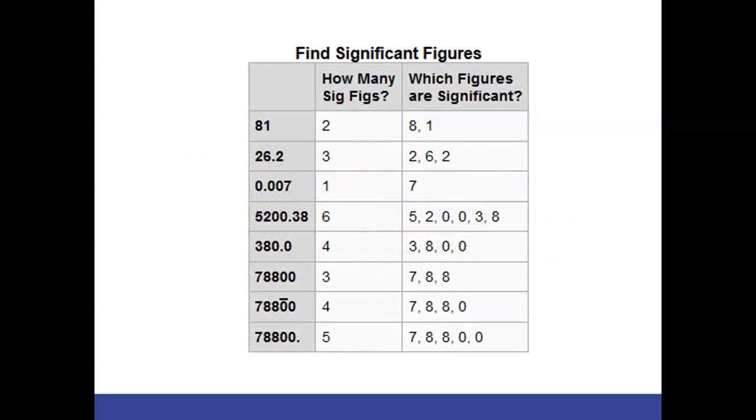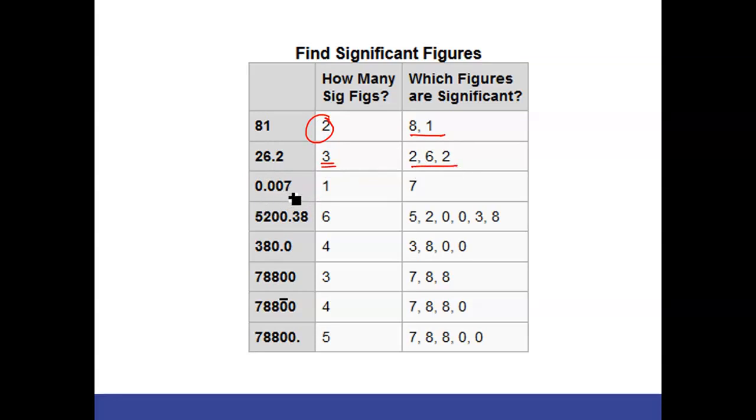So let's look at this example where we have different numbers. Let's say these are our final answers, and we need to identify how many significant figures there are in each number. So this number has two digits, 8 and 1. So both are significant figures, 8 and 1. This number has three digits, 2, 6, and 2. So there are three significant figures, and they are 2, 6, 2.